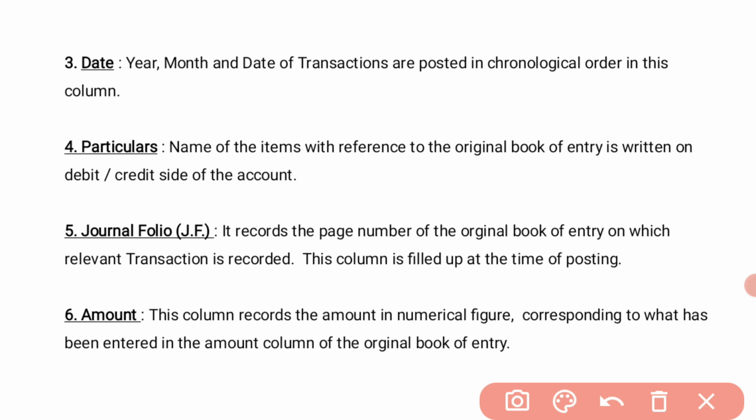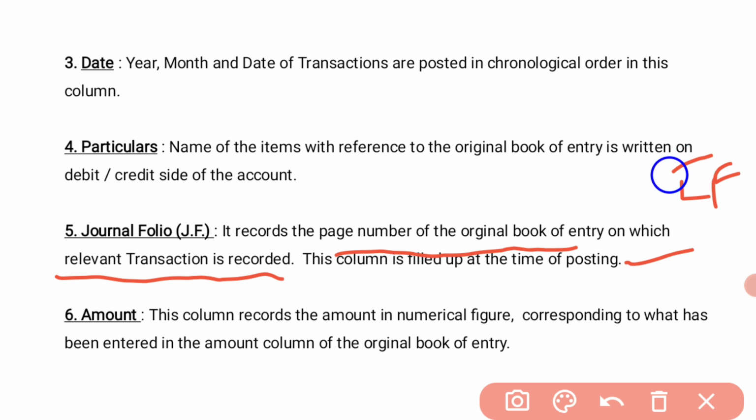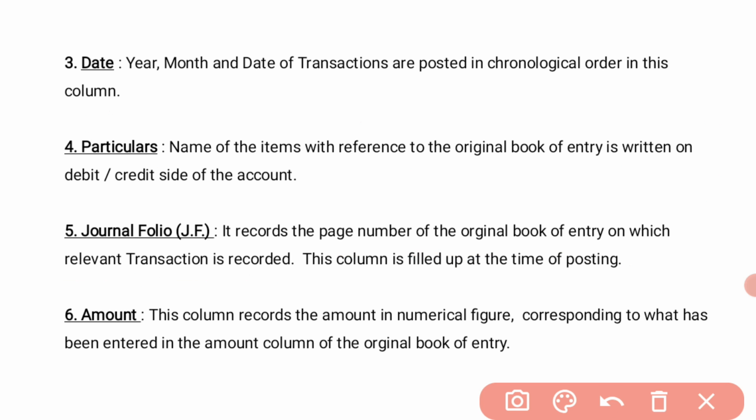Then JF, journal folio, it records the page number of original book of entry on which relevant transaction is recorded. This column is filled up at the time of posting. So in journal entry we have one of the columns, that is LF means ledger folio, it comes under journal entry. But in ledger posting, JF means journal folio, you should write in this column a page number of a journal entry.